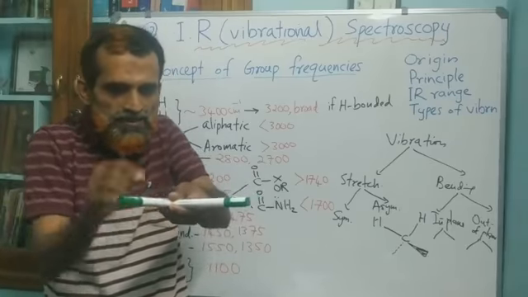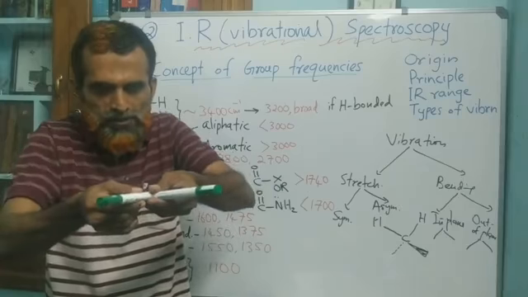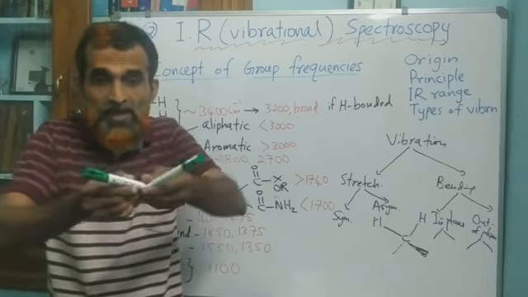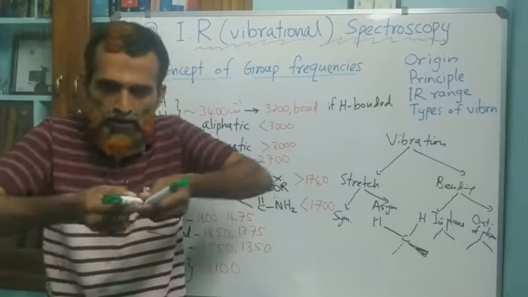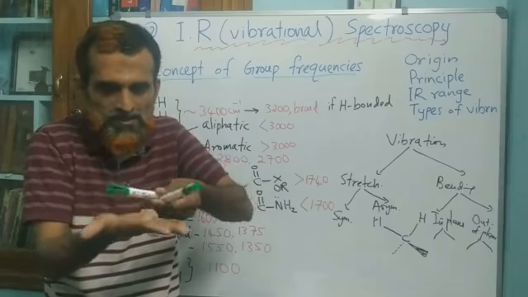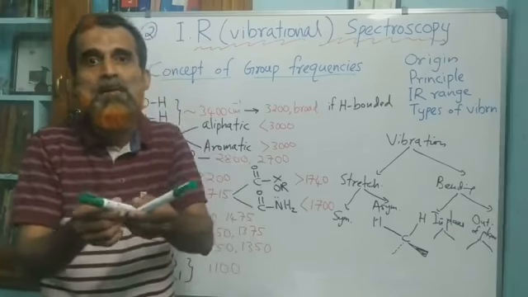Now the bond angle is decreasing, then comes back to the mean position, increasing like this. This kind of bending vibration is in plane, because the bending takes place within the plane in which these two bonds remain. Correct? So this is called scissoring.